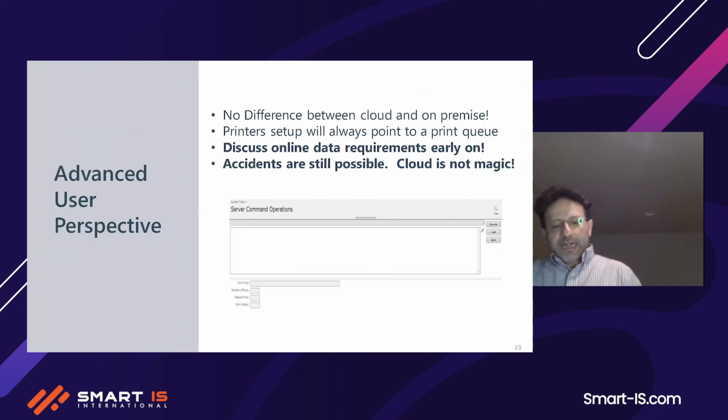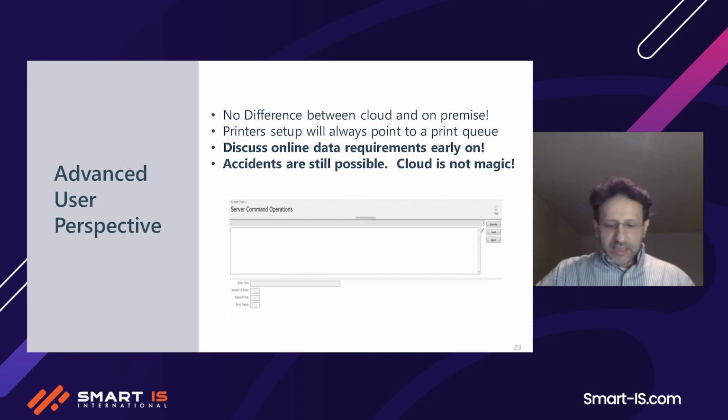Then we get to advanced users, who are doing some advanced setup. For them also there is not much of a difference between cloud and on-premise. Ad hoc access is still possible. Server command operations are there in the fat client, even in the latest versions. Printers will be set up using a print queue, so if they're setting up printers, it is a slightly different use case and they would put information in different places, but nothing inherently different.